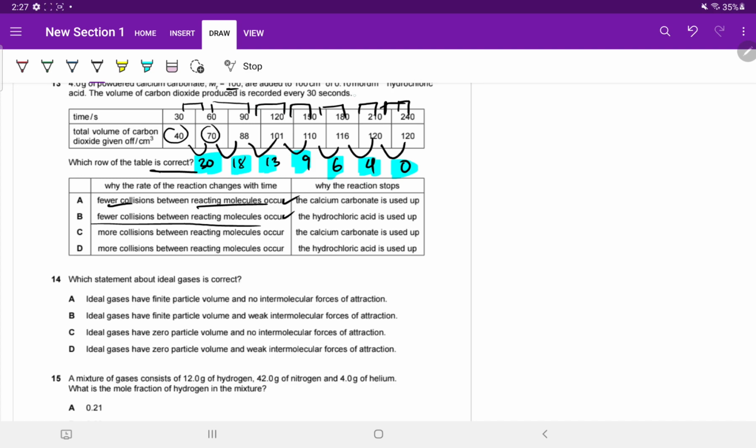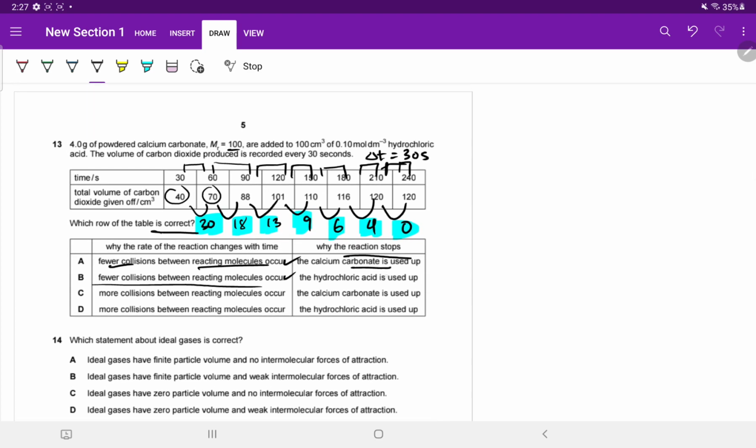So the time interval del t is always 30 seconds, but we can see that the amount produced within this 30 seconds is slowly decreasing. So this has to be fewer collisions. Now why did the reaction stop? It says the calcium carbonate is being used up, the hydrochloric acid is being used up.